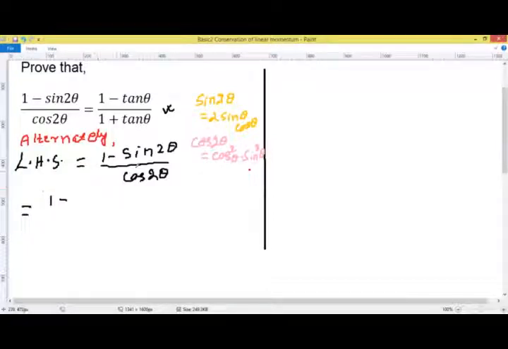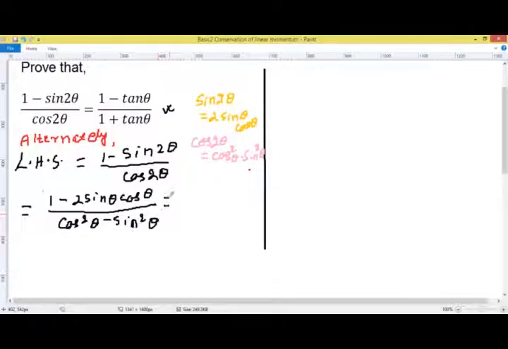So at this time what I am writing for sine 2 theta is 2 sine theta times cos theta, and then in the denominator what I am going to write here is cos square theta minus sine square theta.